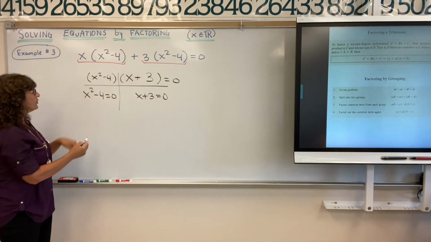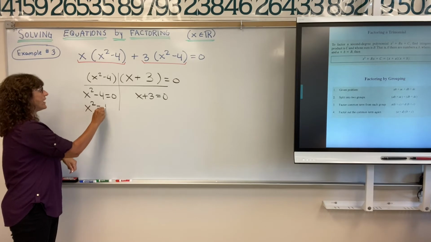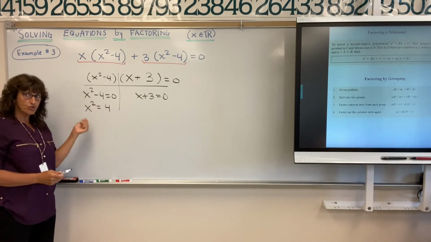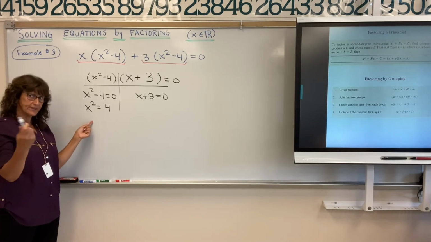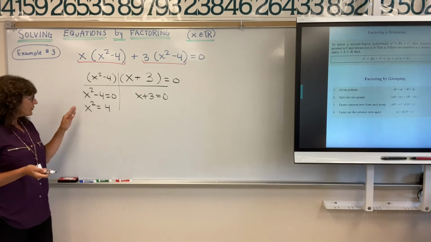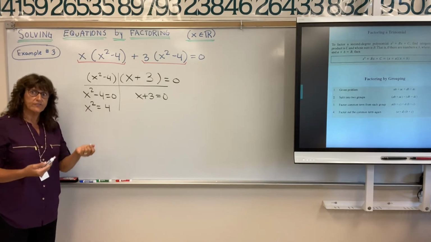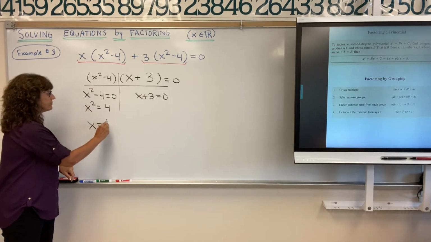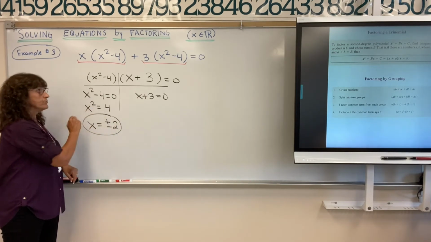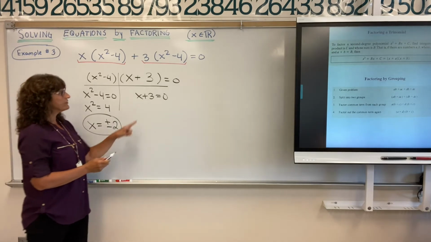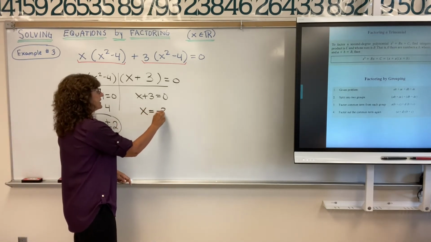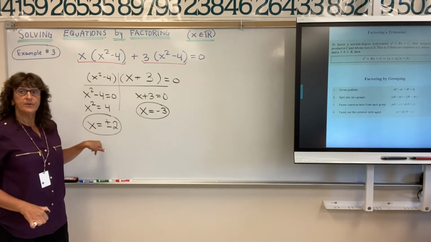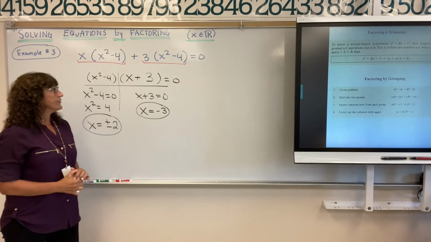Add 4 to both sides, so you have x squared equals positive 4. What number times itself is 4? 2 times 2 is 4, so x equals 2, but there's another solution, right? What about negative 2 times negative 2? Negative 2 times negative 2 is also a positive 4, so when you take the square root of both sides, you have plus and minus 2. And then subtract 3 from both sides, so negative 3. Here are your solutions to this equation. You have positive 2, negative 2, negative 3, and those are your solutions.